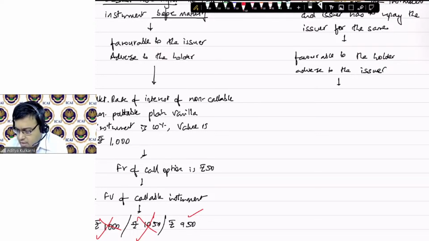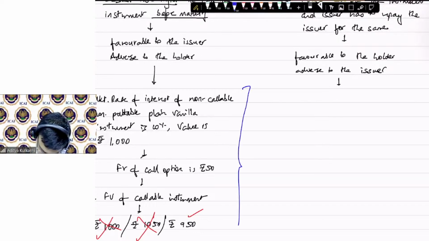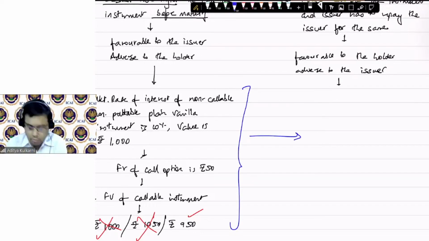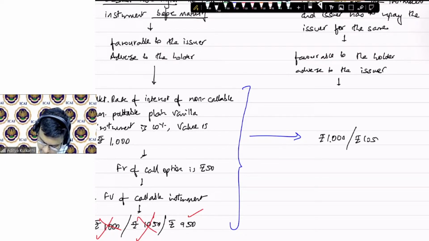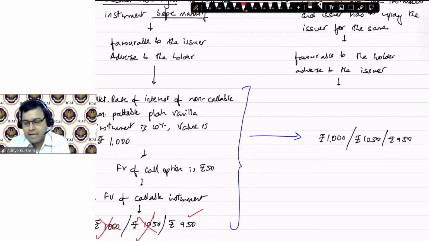If I put the same example here, I extrapolate it to a put option. Now you tell me what will be the value? Will it be 1000, 1050 or 950? Put option has a value of 50. The plain vanilla instrument has a value of 1000. So now you tell me what is it going to be, the value of a puttable instrument? Will it be 1000, will it be 1050 or will it be 950?